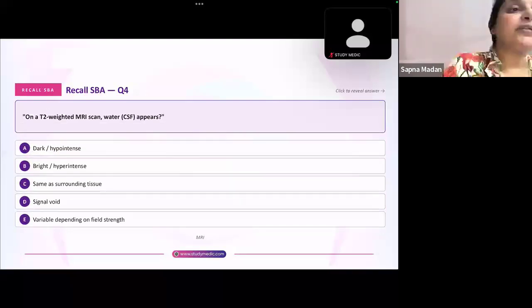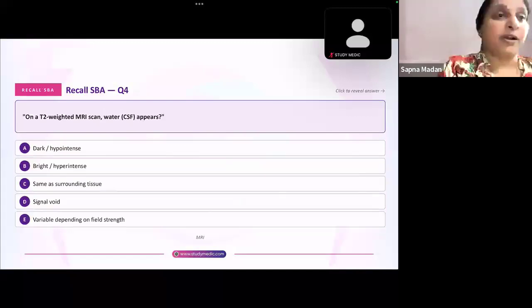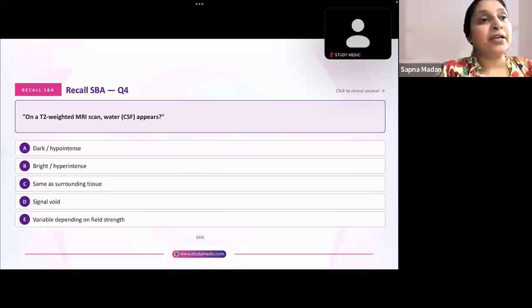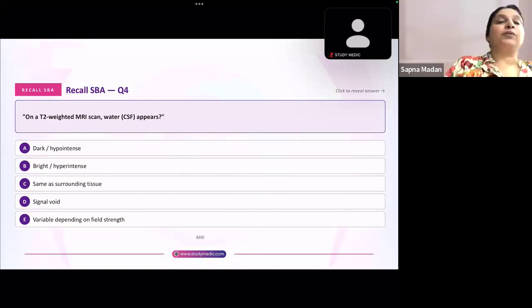On a T2 weighted MRI scan, CSF appears... So remember the mnemonic, what was it? How does CSF appear on T2 MRI scans? Is it dark and hypointense? Is it bright or hyperintense? Is it the same as the surrounding tissue? Is there a signal void, or is it variable depending upon the field strength?